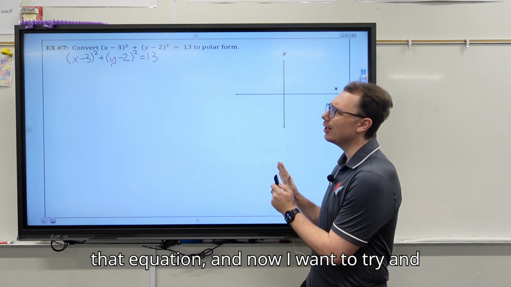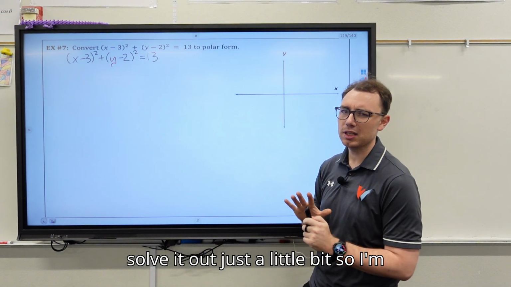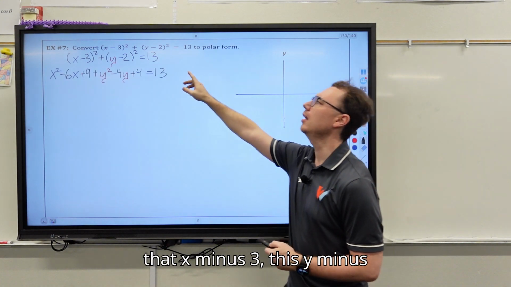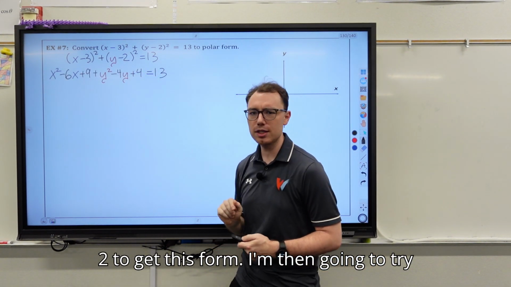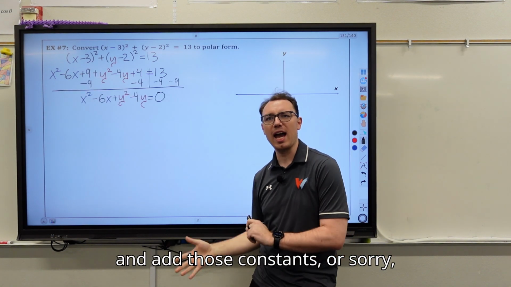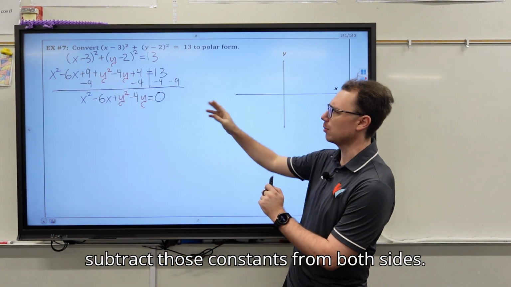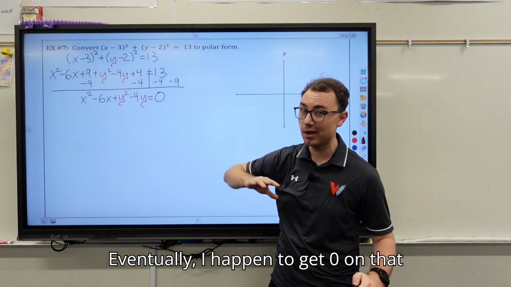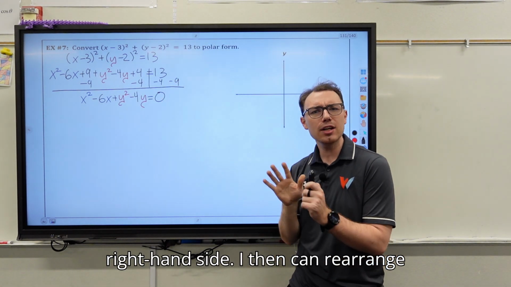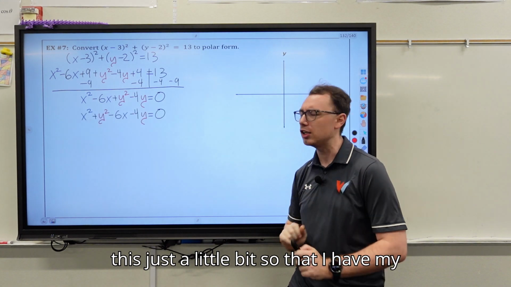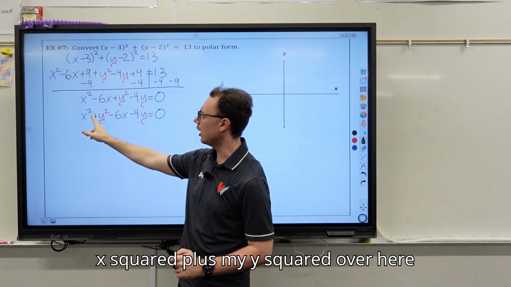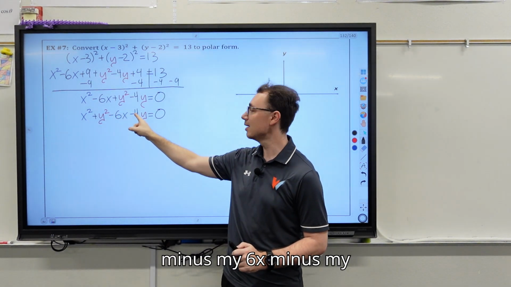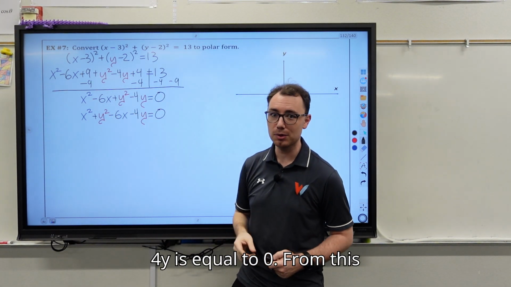And now I want to try and solve it out just a little bit, so I'm simplifying it. I'm going to square out that x minus 3, this y minus 2 to get this form. I'm then going to try and add those constants, subtract those constants from both sides. Eventually, I happen to get 0 on that right-hand side. I then can rearrange this just a little bit so that I have my x squared plus my y squared over here, minus my 6x, minus my 4y is equal to 0.